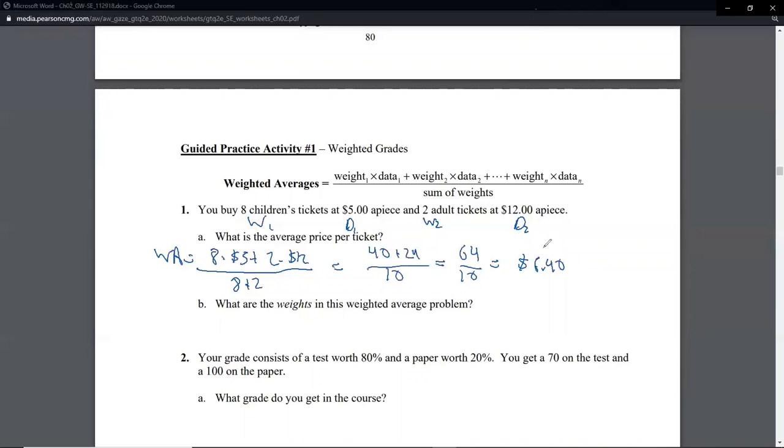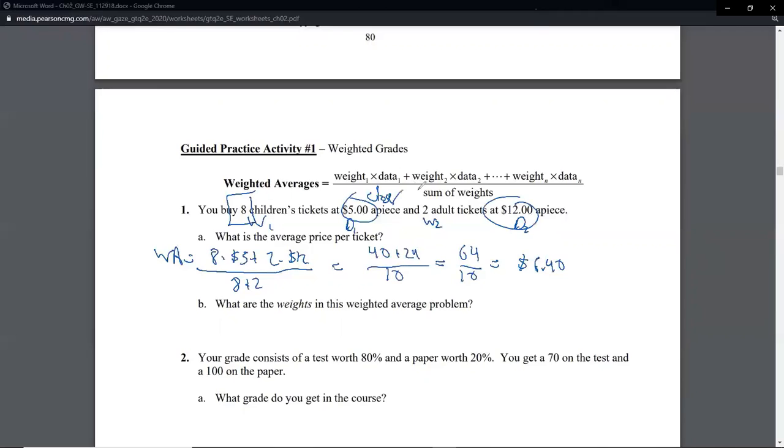And yes, that does make sense, because this value is between the two different prices we're paying. $6.40 is between 5 and 12. In an extended, does it make sense? And I'll say yes, it does. We bought more children's tickets, so the average should be closer to the children tickets price.